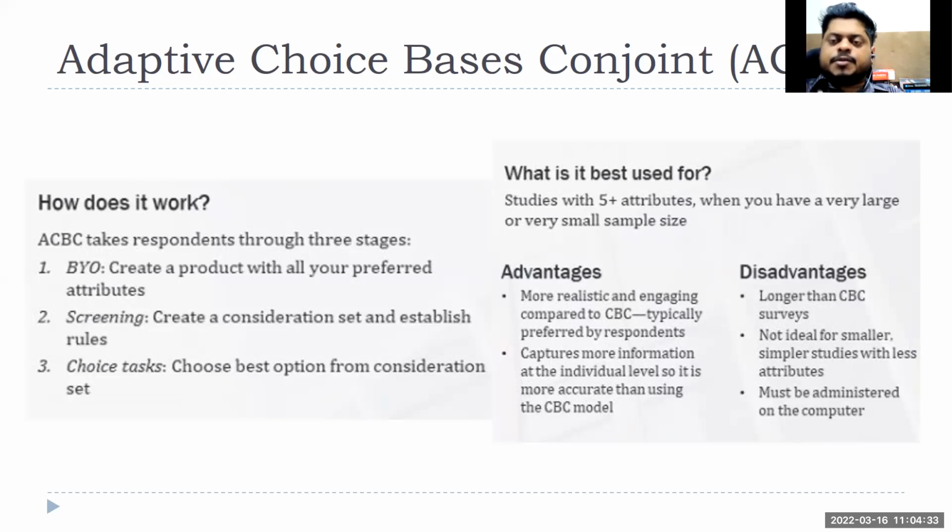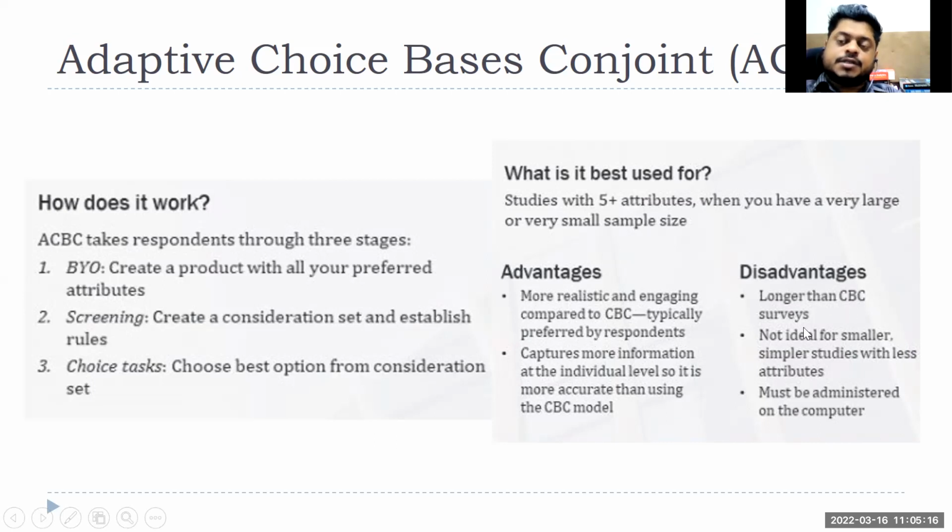And that becomes tricky because that is not in your control. Every customer will choose the lower price, which is not realistic. It suits studies with 5 or more attributes, and when you have a very large or very small sample size, it is obviously more realistic. The customer says, I know I'll not go beyond a 5 lakh range for a car, or I'll not go beyond these three colors. I'm creating my consideration set on my own. But the only problem is price; whenever price comes into the picture as an attribute, the customer might just put the lowest price. It captures more information at the individual level, so it is more accurate than CBC surveys.